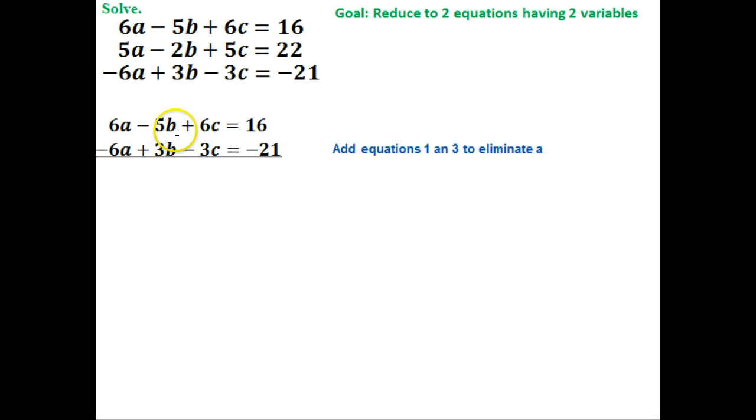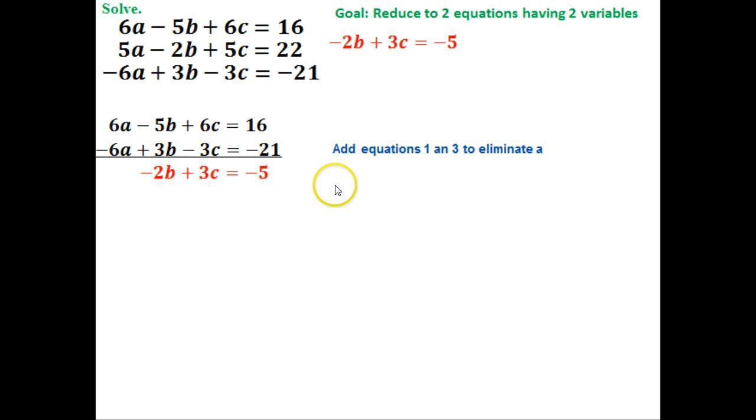Negative 5b plus 3b would be negative 2b. 6c minus 3c would be 3c. And then 16 minus 21 would give me a negative 5. Okay, so I've got that. Now my a's have been eliminated, and I have one equation with two variables, so I'm on my way. Now I'm going to take this and write it up here just so we have some more room to work with. This is the same equation, I just rewrote it up here. We'll need a little bit more room in just a little bit.